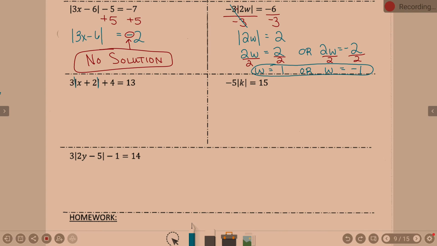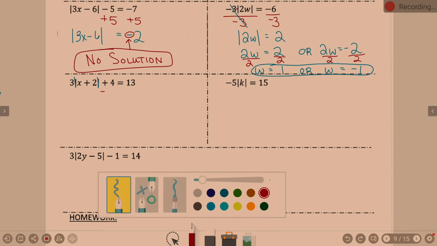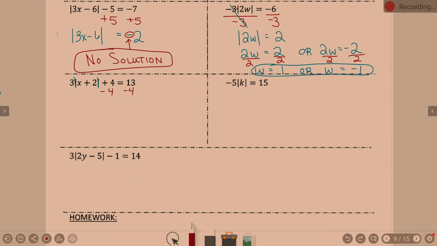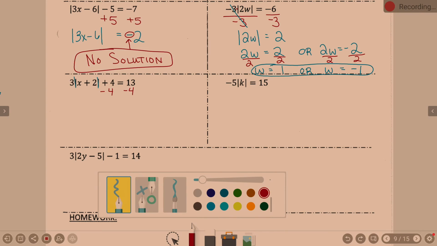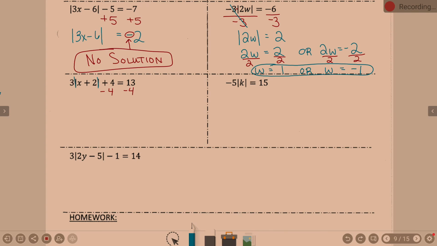Well, just think, if this was 3m plus 4, I'm just making something up here. If this was 3m plus 4, what would you move first? The 4, right? If it was plus 4, you would subtract 4, yes? So let's do it. Let's subtract 4. I subtract 4 on one side, we're going to subtract 4 on the other side, right? So I'm still going to have 3 times absolute value of x plus 2. 4 minus 4 cancels. 13 minus 4? 9.